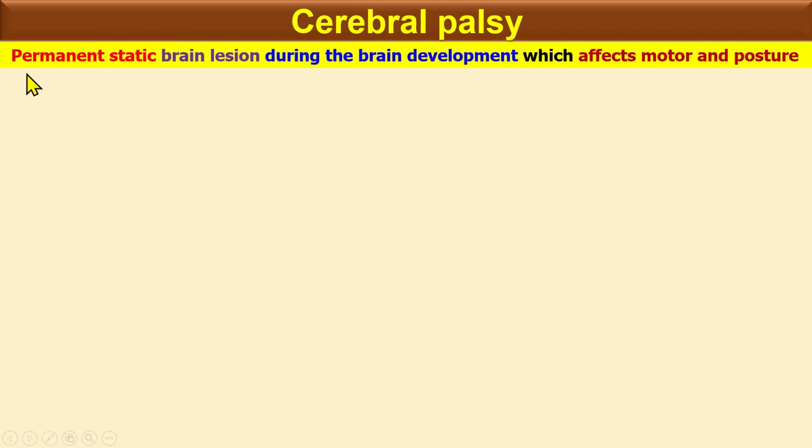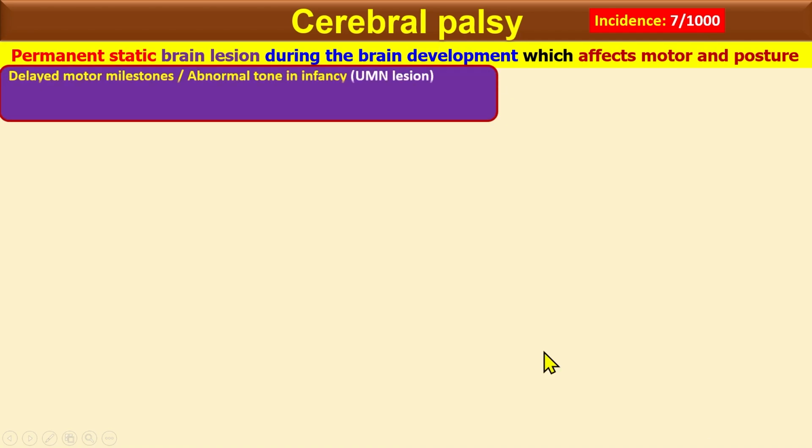Although I have discussed the most important aspects of the cerebral palsy, just convert into text. Okay, and the definition: the permanent static brain lesion during the brain development, which affects the motor as well as the posture. And in the incidence, you can see 7 out of 1,000 are affected by the cerebral palsy.